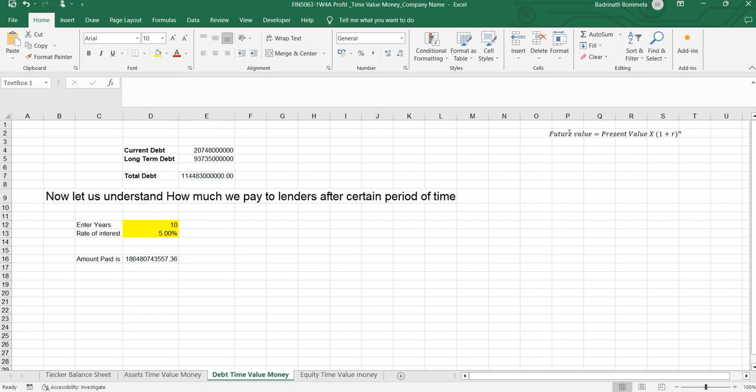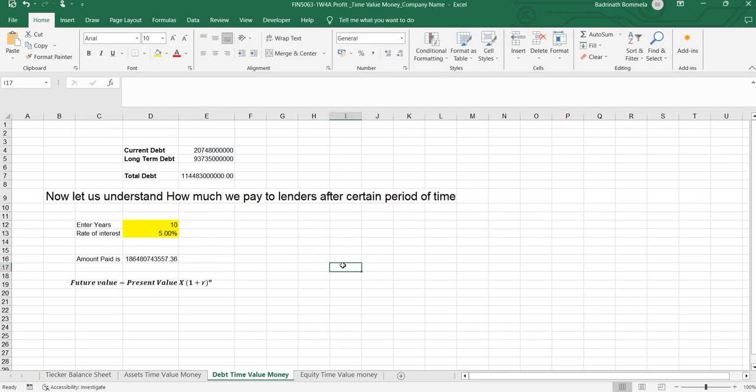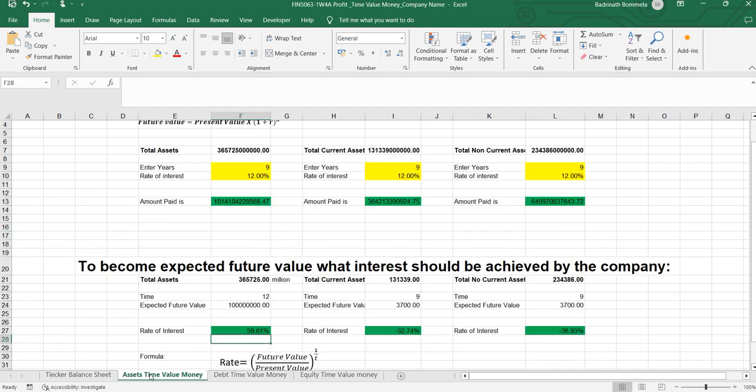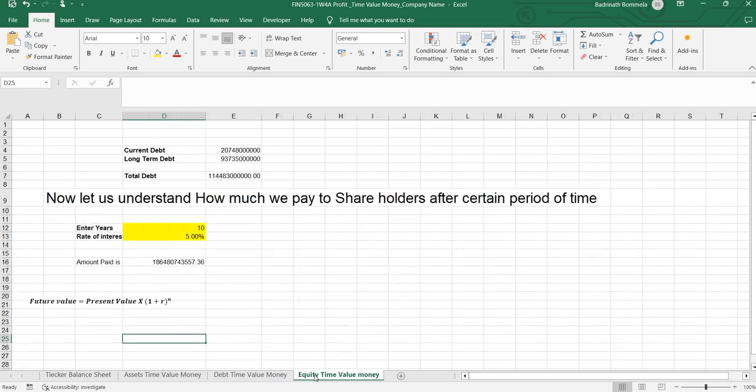So using the future value concept, you can also calculate how much we are going to pay to the loan giving company after a certain period of time at a certain interest rate. You are supposed to enter these two values. It is up to you to keep the same values or change them. My suggestion is, whatever values you give here, try to give the same values so that it will be easy for you to finish it.